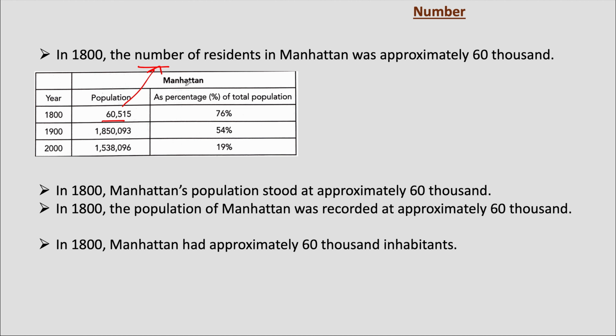So instead of writing the number of residents in Manhattan, we can change the sentence structure and write sentences like Manhattan's population stood at, or it had approximately these many inhabitants or residents. So we don't always need the word number, we use different types of sentences instead.